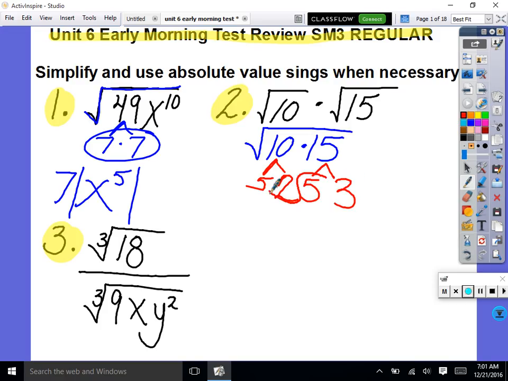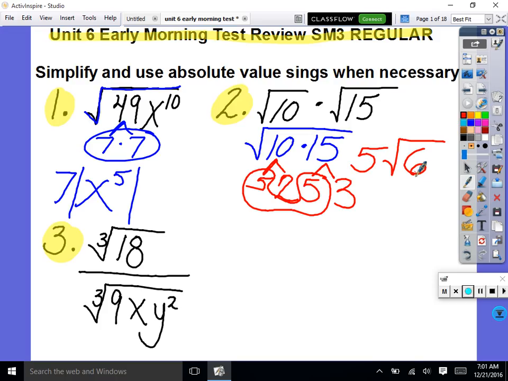Nothing more breaks down, so we're pulling out groups of 2 since it's a square root. So we pull out a 5. Don't do 25 on accident. Don't miss the easy ones. So we pull out a 5, right? And left would be 2 times 3, which is 6. So 5 square root of 6. Now there's no variable, so you wouldn't need absolute values in this example.